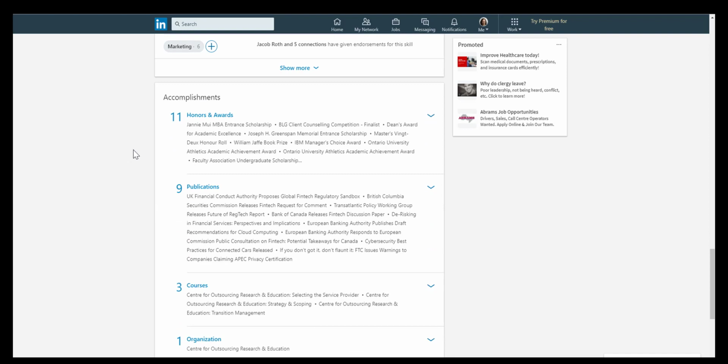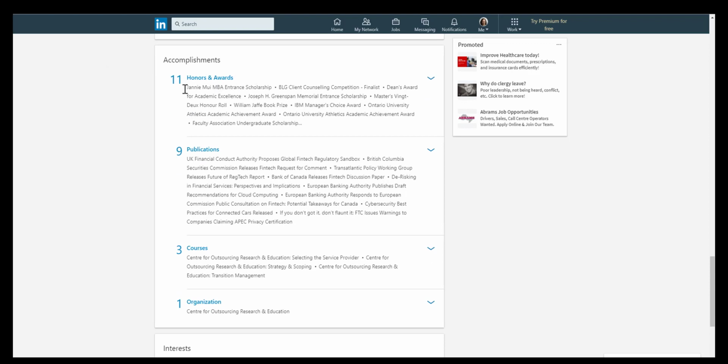What I see Ari has is this accomplishment section. This is a good place where he's gotten to put his honors and awards, and it has a big number beside how many, which is very impressive that he's got 11 honors and awards. And you can see here he's talked about a bunch of entrance scholarships from when he went from high school to university. He's got a Dean's Award in here. He's got an Athletics Achievement Award.